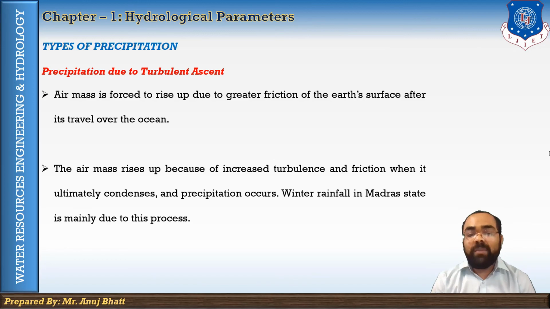Okay, so this was all about the types of precipitation. We have four different types: cyclonic, convective, orographic, and precipitation due to turbulent ascent. In cyclonic precipitation, we discussed frontal precipitation and non-frontal precipitation.